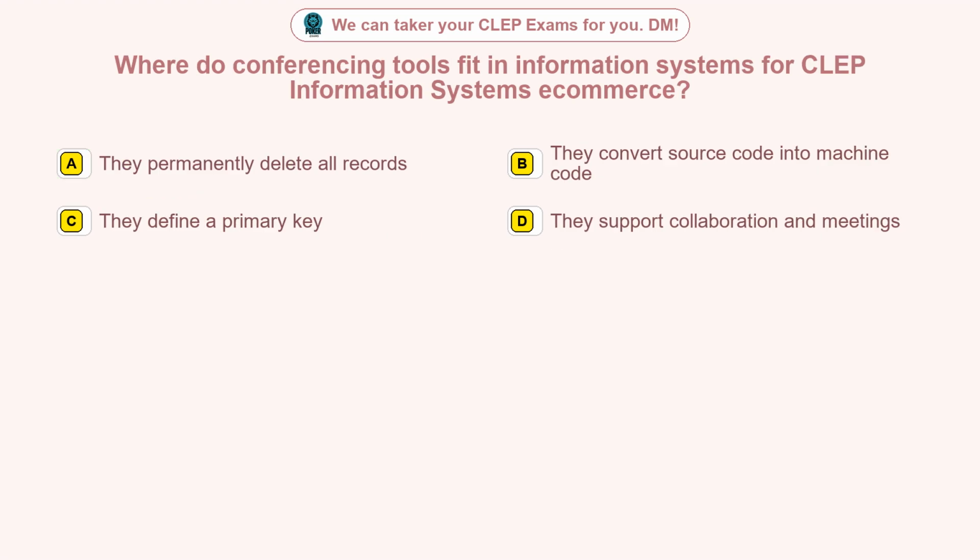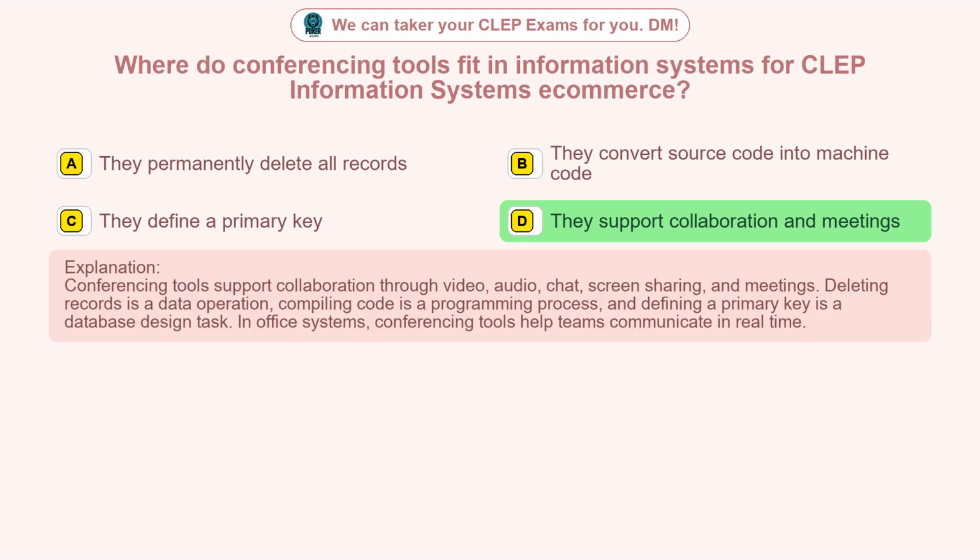Question 5. Where do conferencing tools fit in information systems for CLEP Information Systems Ecommerce? Option A. They permanently delete all records. Option B. They convert source code into machine code. Option C. They define a primary key. Option D. They support collaboration and meetings. The correct answer is option D. They support collaboration and meetings.